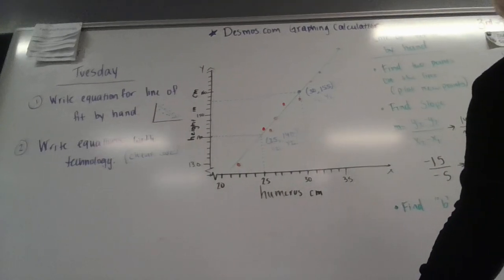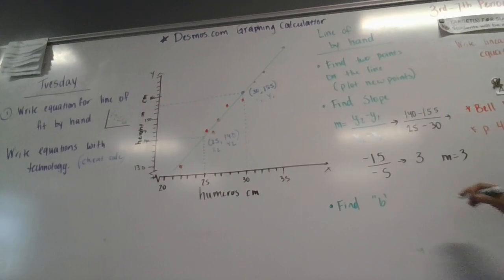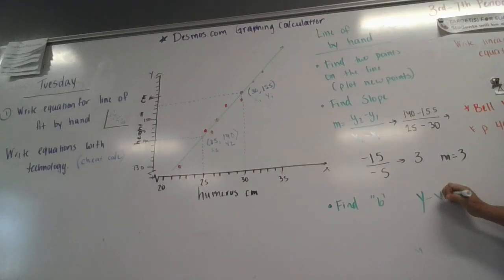To find b, I'm going to do point slope form. And you did one of these Friday. It was number 4 for ball work. y minus y1 equals m times x minus x1. To use this formula, I'm going to use the first point I wrote down and the m value I just found.